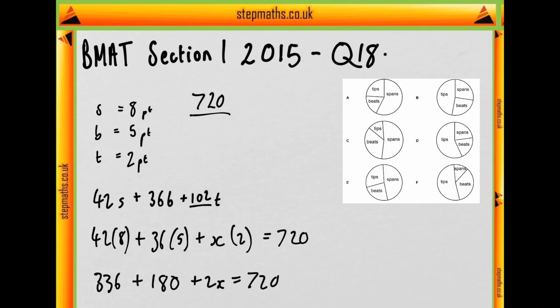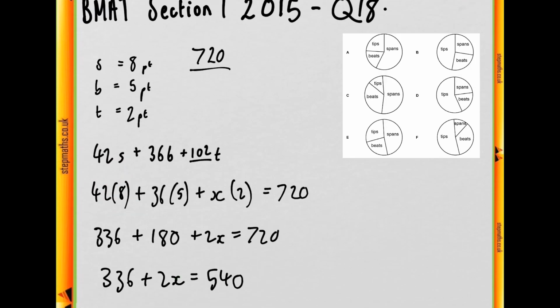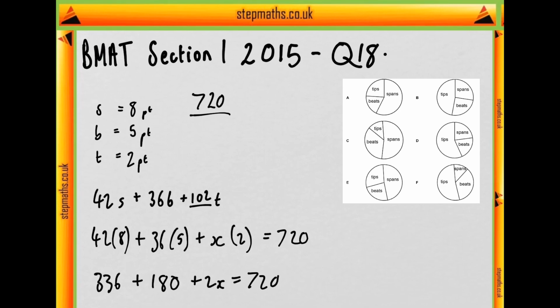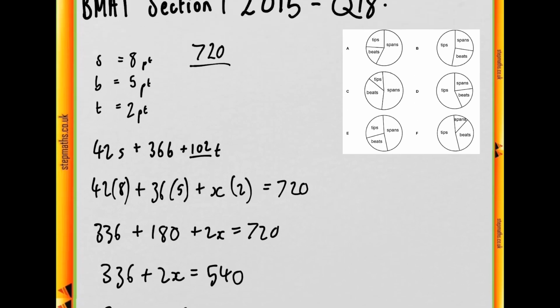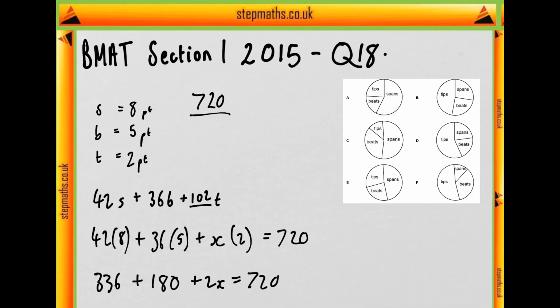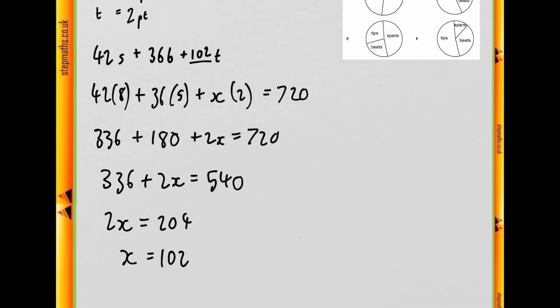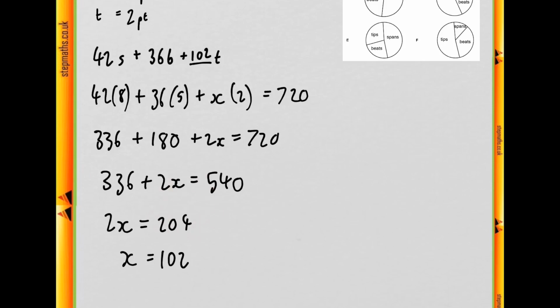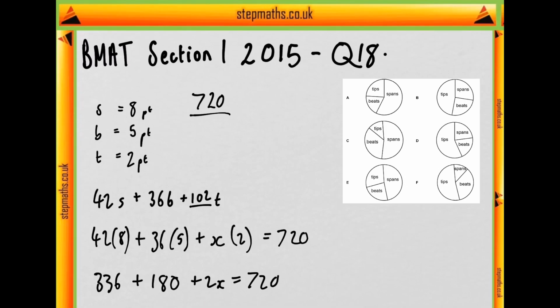So we can see that we have, if we just break it down, 42 spans, but that gives us, hold on, we're actually being asked the composition of the points rather than the number of each individual thing. So that's something that could throw us. We know that we have 336 points from our spans, just under half, 180 points from our beats, and only 204 points from our tips.